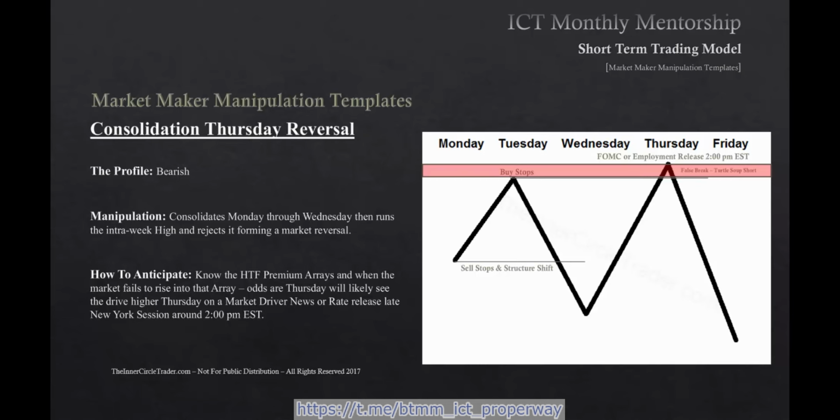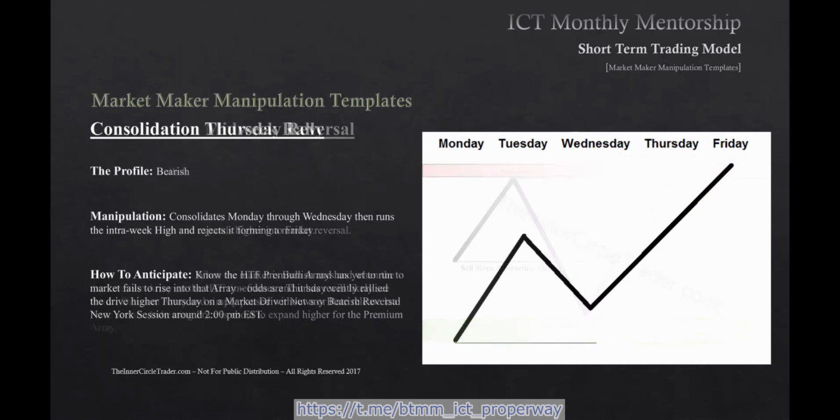This is a turtle soup short, and you're going to be looking for the targeting of the sell stops below the intra-week low for your liquidity pool. Okay, and consolidation midweek rally.